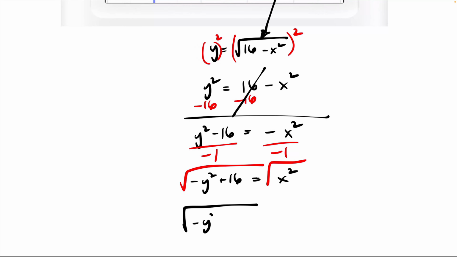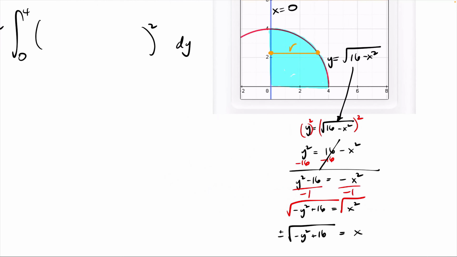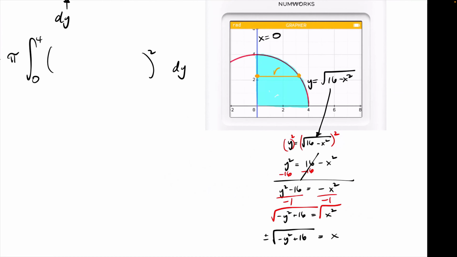So you get negative y squared plus 16. But you also get a plus and a minus because we took the square root. I'm only going to use one of those. Which one am I going to use, the plus or the minus, for this problem? Plus. Why plus? Because it's in the positive. What's in the positive? The graph.